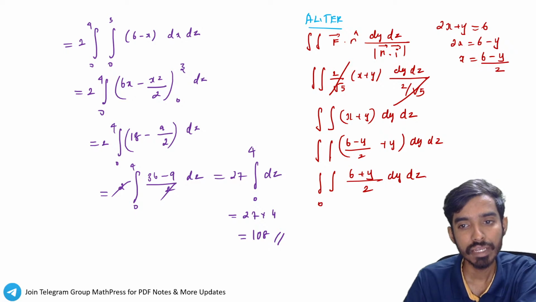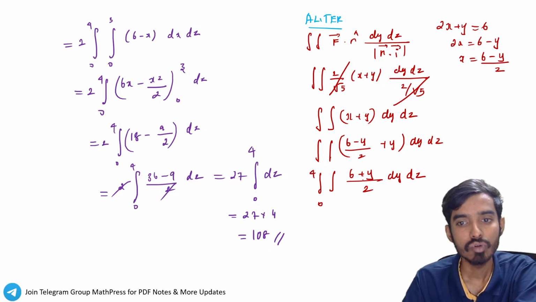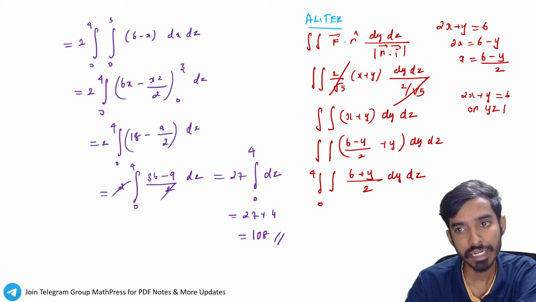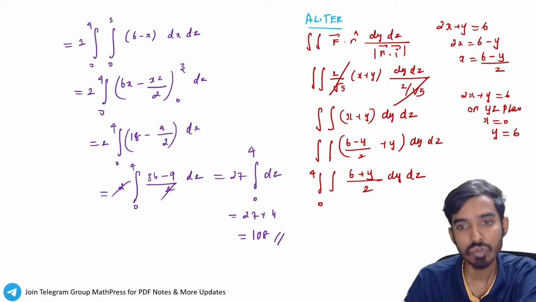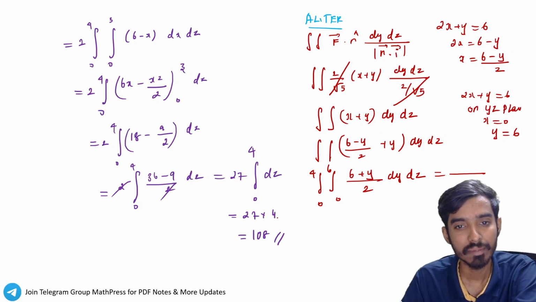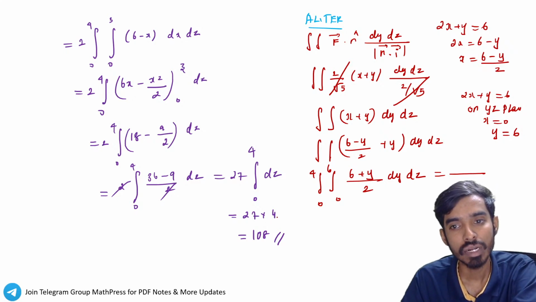So we know z varies from 0 to 4. To find the y limits, we are in the yz plane, so x is 0. That means y will be 6, so y varies from 0 to 6. To evaluate this integral, you will get the same answer as 108. Is it clear?